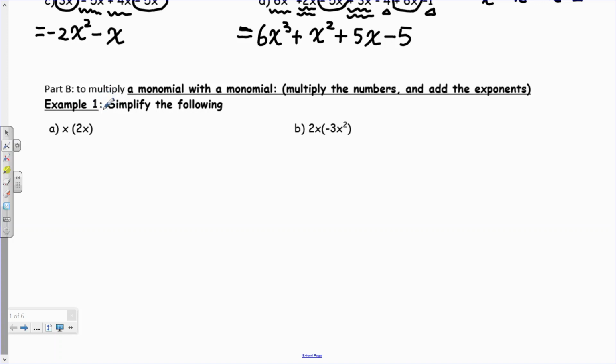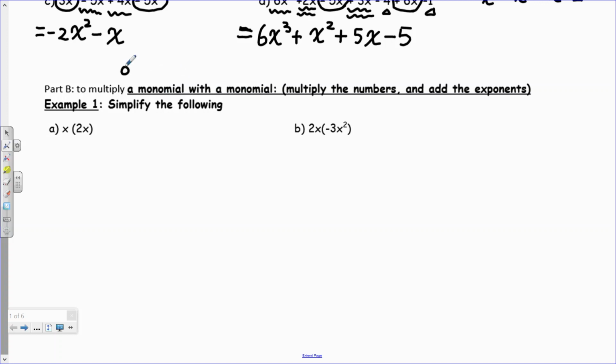So part B. In part A, what we have done is adding and subtracting the expressions and collecting the like terms. Like terms are the same variable with the same degrees. So next one is multiplication, a monomial times a monomial.